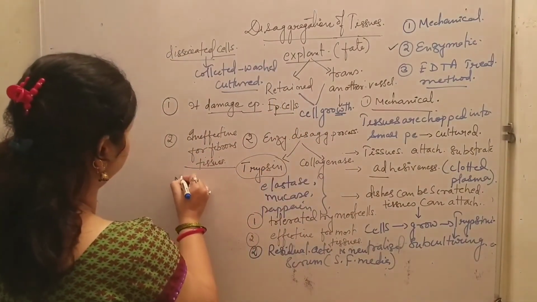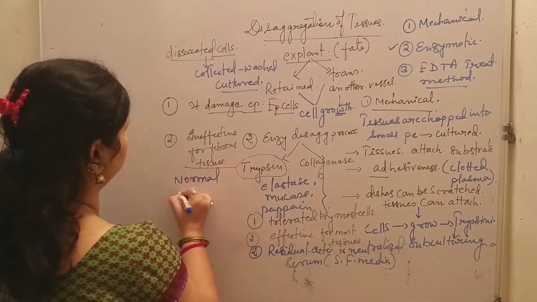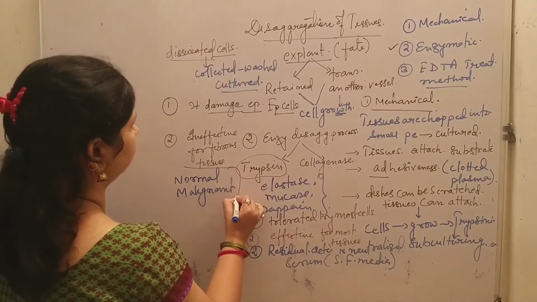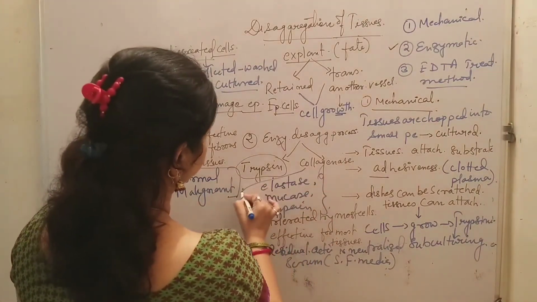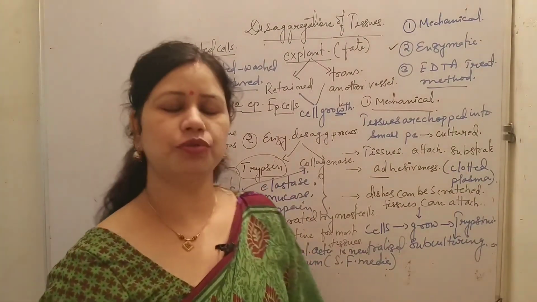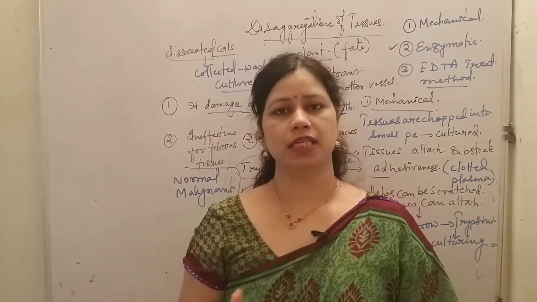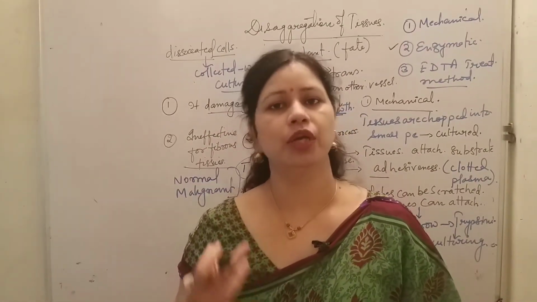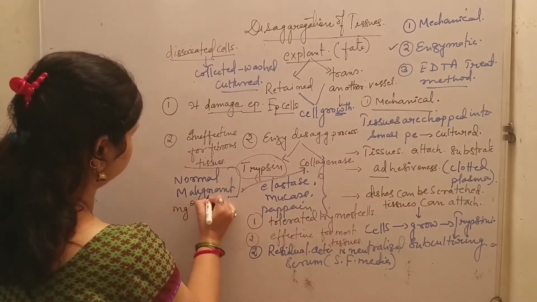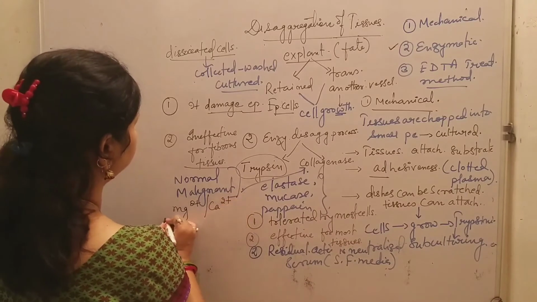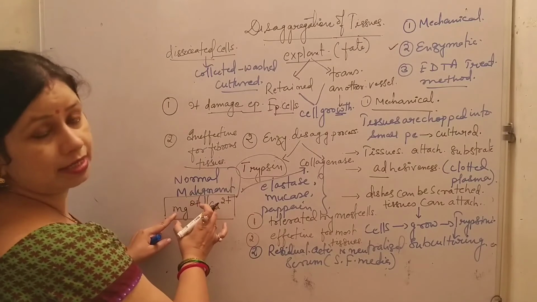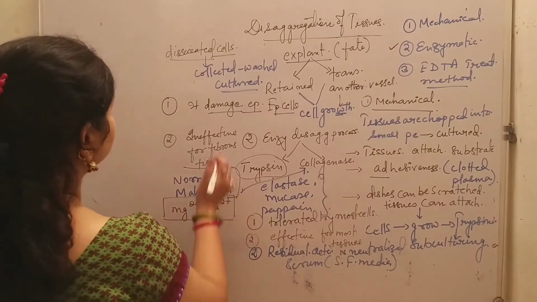Various normal and malignant tissues are disaggregated by collagenase enzyme. Now we know that epithelial tissues require some ions, such as calcium ions and magnesium ions, to maintain their cell integrity, and EDTA is used.